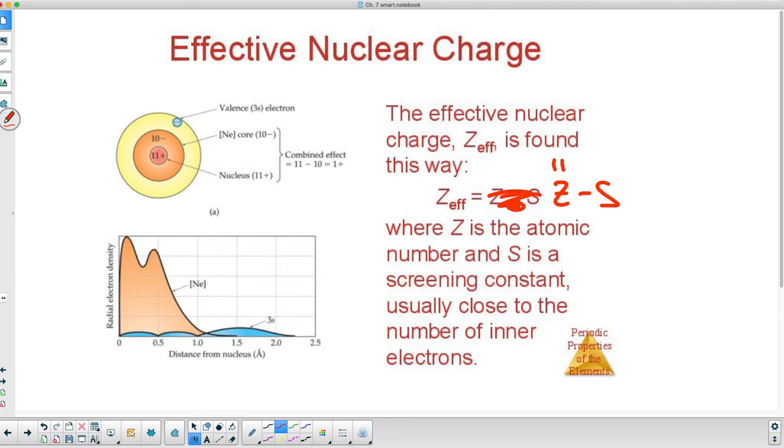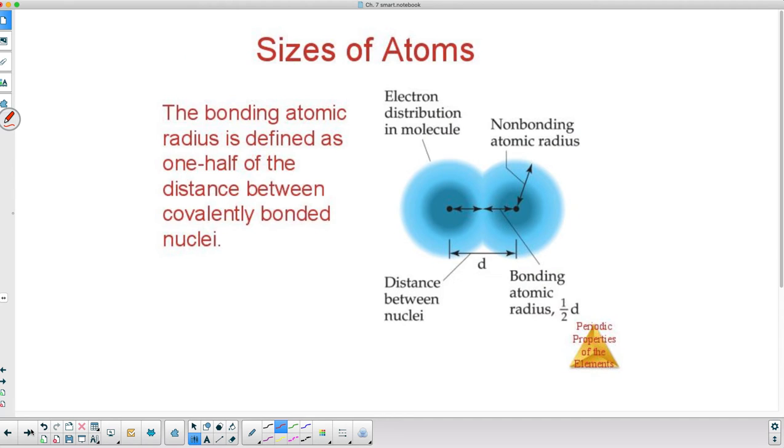Usually it's close to the number of inner electrons, so when you do something like this, you get a +1, except in this case here, the screening is a little bit closer to 8.5, which means that we end up with something like a +2.5. And that's how we find the Z effective. You have to know the S, the screening constant, for each element if you're going to find the Z effective, the effective nuclear charge. All right, I'm going to move on.